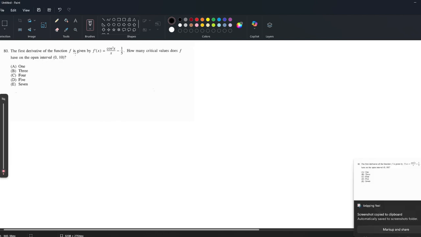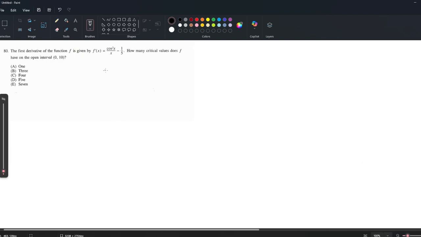The first derivative of the function f is given by f prime of x equals cosine squared x over x minus 1/5. How many critical values does f have on the open interval of 0 to 10? A critical value is found whenever the derivative equals 0. We're given the derivative already, so we can plug this into Desmos and see whenever it crosses the x-axis.